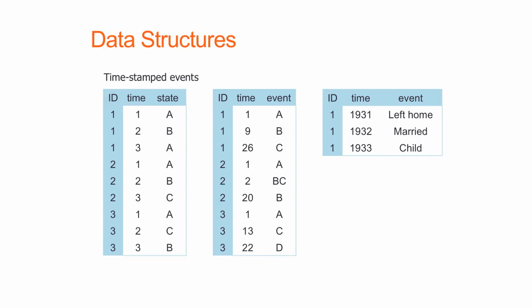We could also look at process time. So for the same 3 people, we could have time 1, 9, 26, or 1, 2, and 20, and then have events A, B, and C. But you notice over here, for this person at time 2, events B and C occurred at that time point. So we can construct an alphabet that includes both of those.